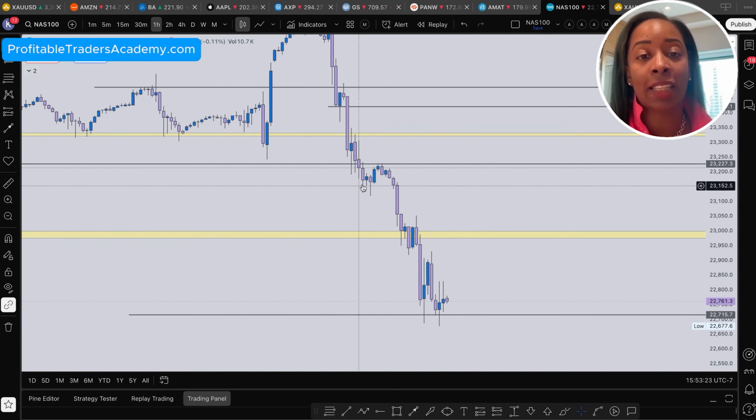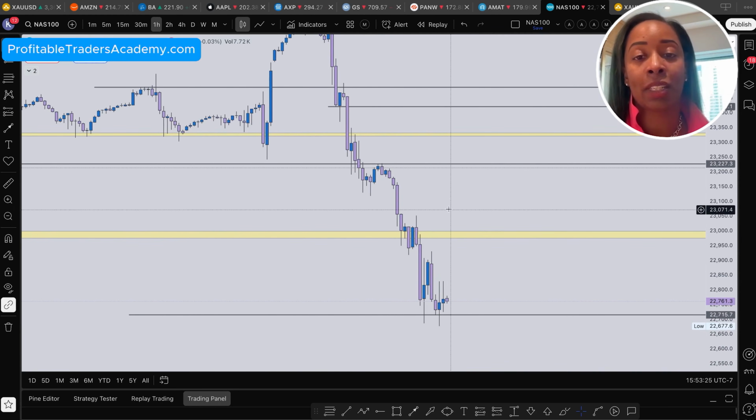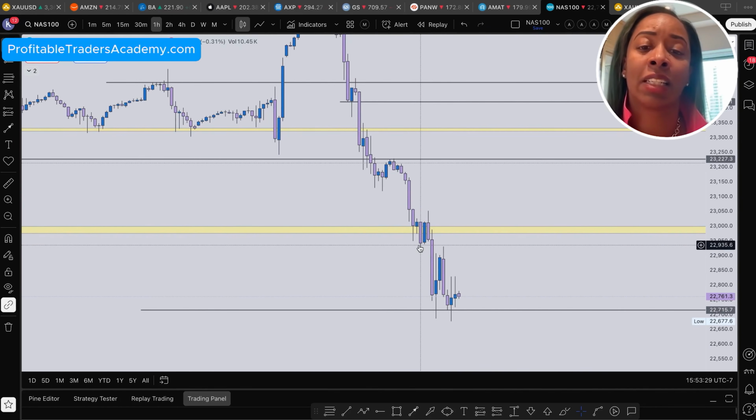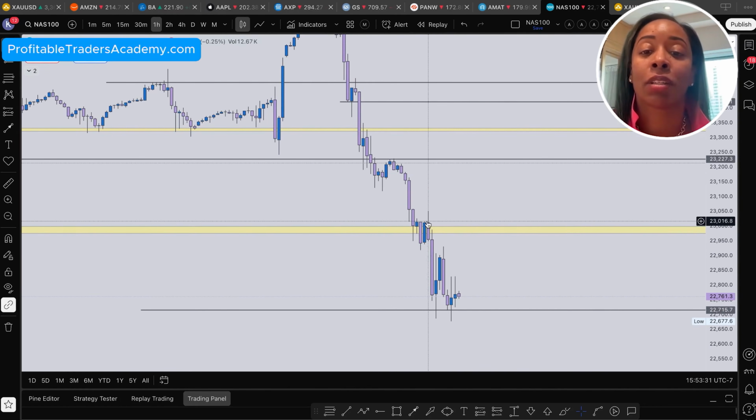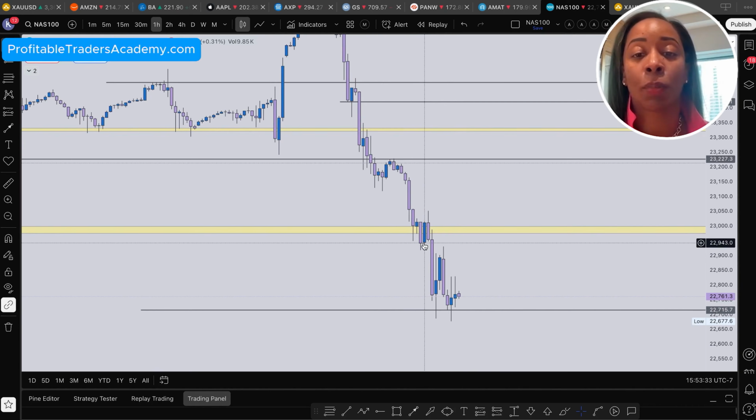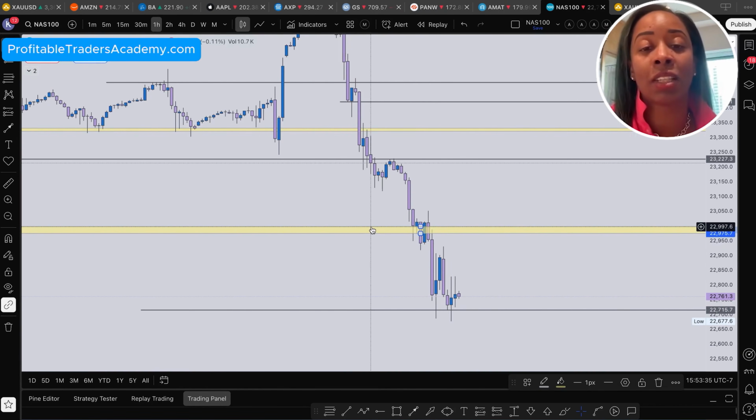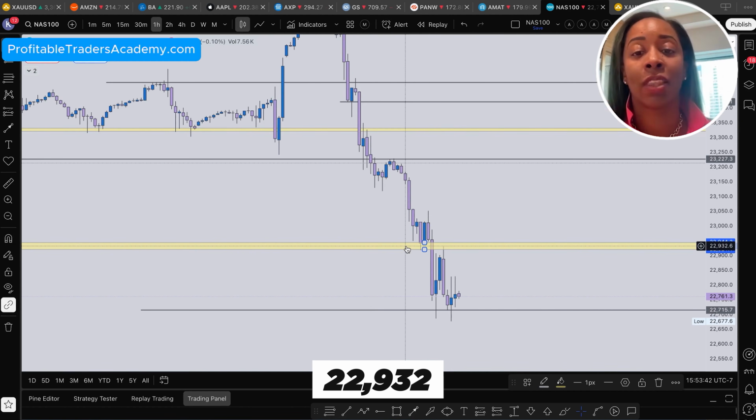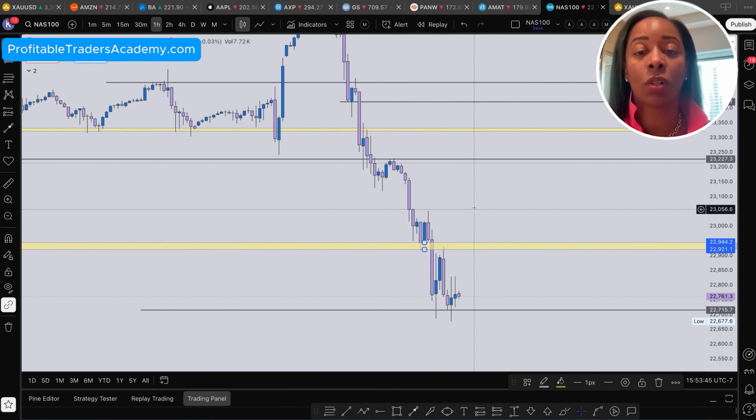So looking at this level here, I like how this was respected, so I'm going to keep that. And this level right here, it was in a bit of consolidation. However, it did form some nice resistances and also a support here. So what I'm going to do is take this yellow zone and move it down quite a bit. So now this zone is sitting at 22,932, and this level is still looking good.